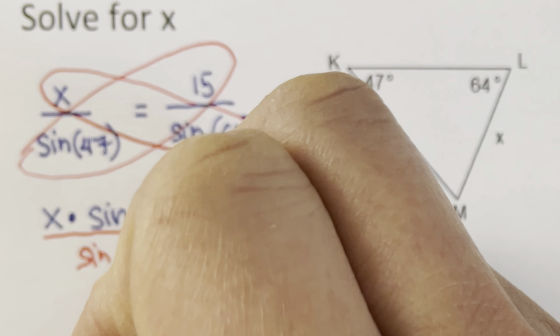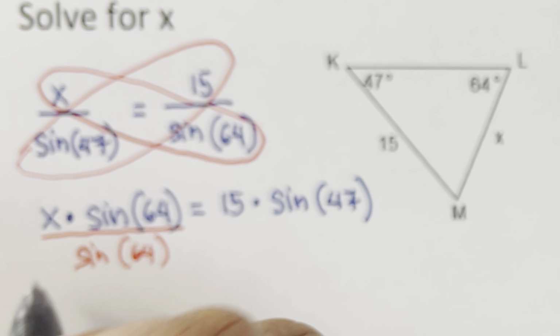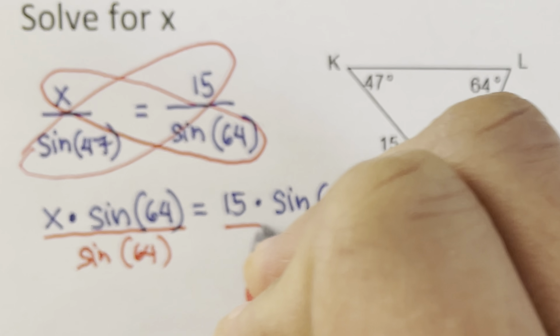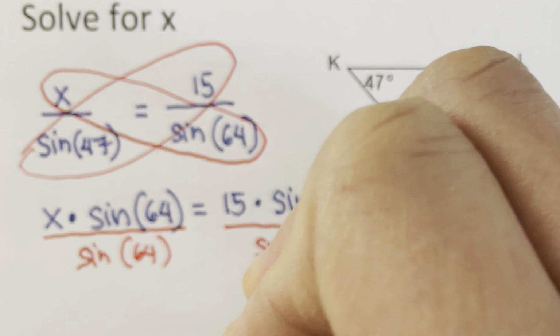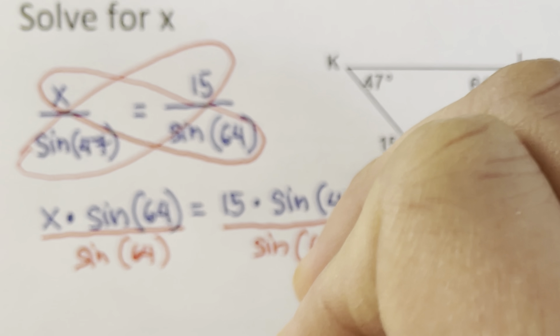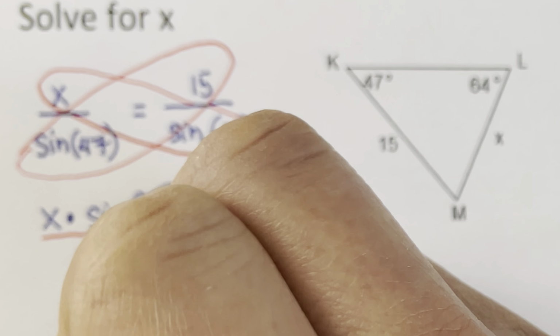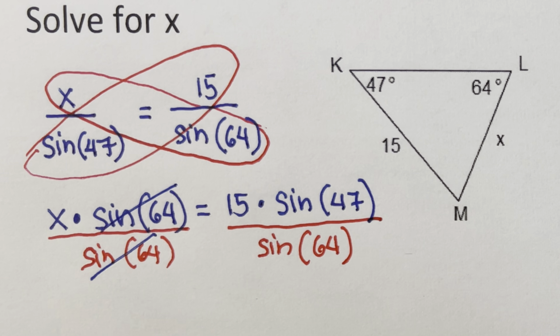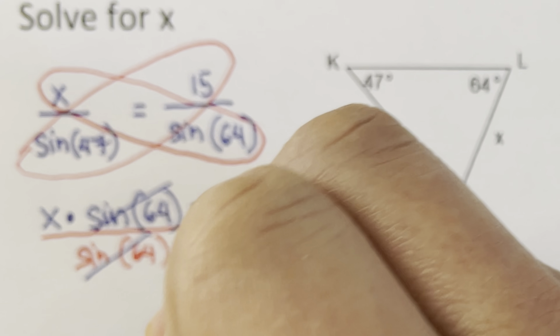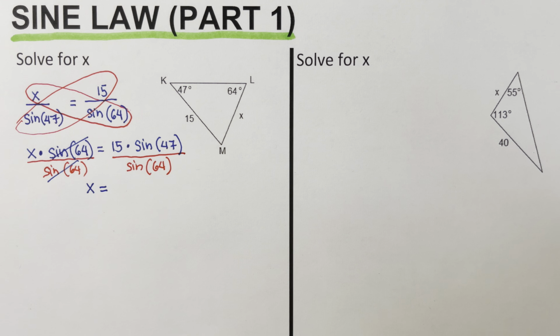It should be on both sides so that we can get rid of the sine 64, and so we're left with X. So this would be divided by sine 64 as well, so that we can cross the sine 64 and sine 64 out. And so we are left with X on the left side. And we are going to use a calculator to determine the value for this.